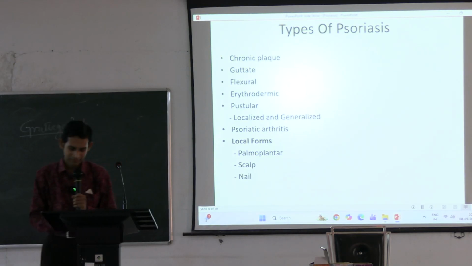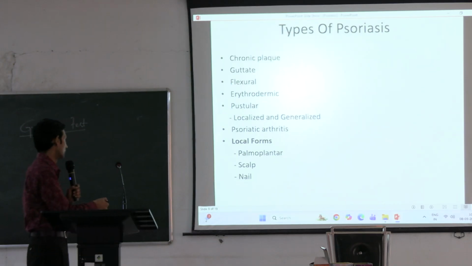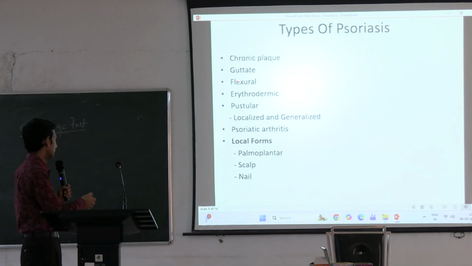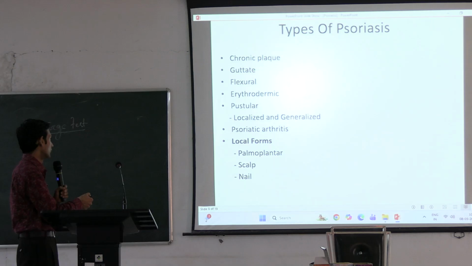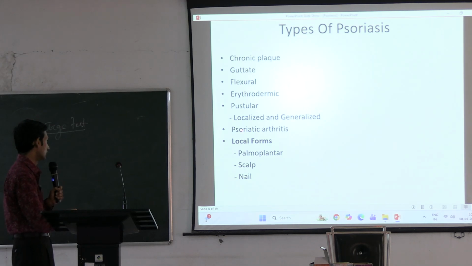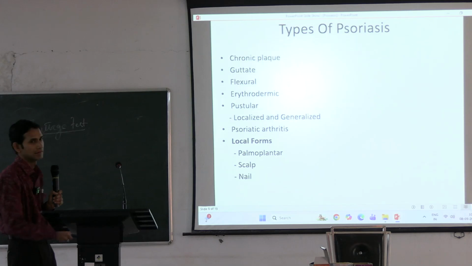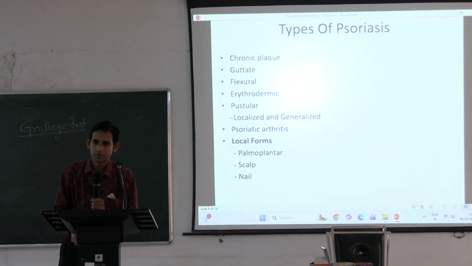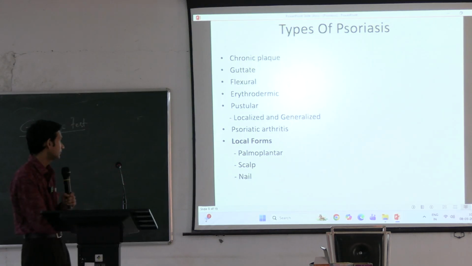So, you have to remember that chronic plaque psoriasis is the most common psoriasis, guttate psoriasis, that is raindrop like, commonly found in children and the adolescent age group, flexural psoriasis or inverse psoriasis, erythrodermic psoriasis, pustular psoriasis, psoriatic arthritis, local forms, that is palmoplantar, scalp, and the nail involvement. These are the types of psoriasis.